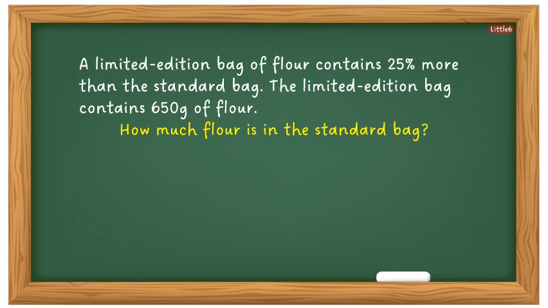So how did you do? Let's have a look. You can see you don't know the value of the standard bag, but you know there was 25% added, which means the value of the 650 grams of flour was 125%. So you take that 650, divide it by 125, that gives you 1%. You then take that 1% and you multiply it by 100 to convert it to a value, which is 520 grams. Okay, so the standard bag was 520 grams, and if you got 520 grams, well done.